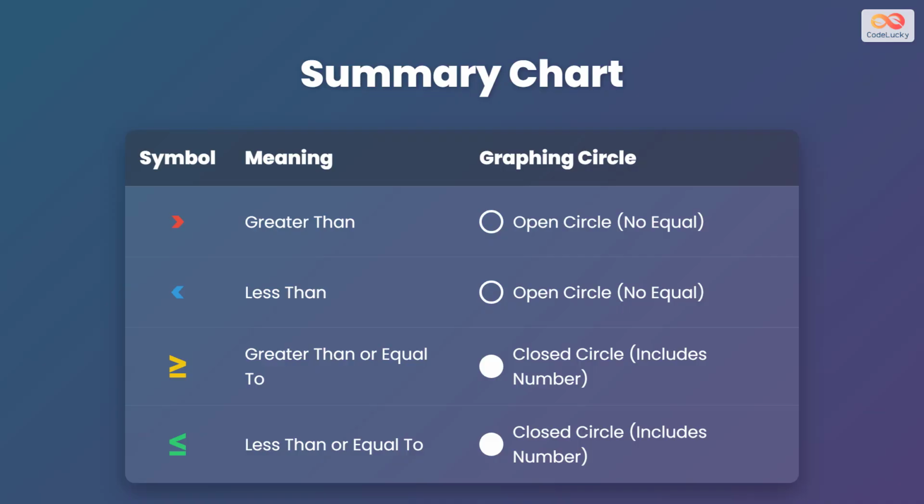Here is a quick summary chart to help you remember. Greater than and less than represent strict comparisons, and they use an open circle on a number line because the number itself is not included. The symbols with the line underneath mean or equal to. They include the number, so they use a closed, filled-in circle. Pause here if you need to memorize these.